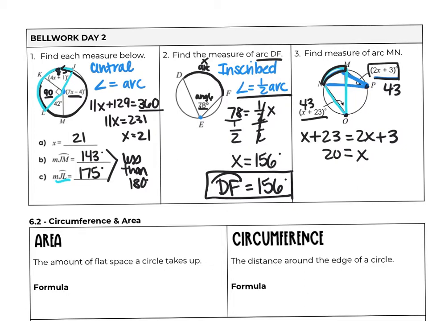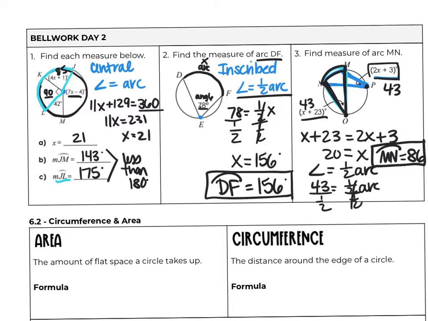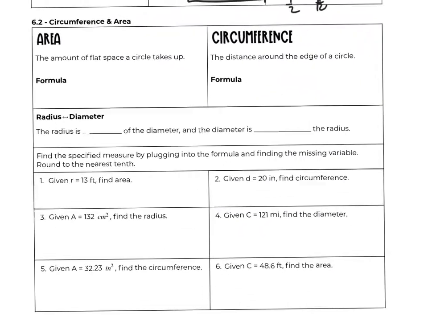These are inscribed angles. So that's angle equals 1/2 arc. So if I plug in 43 for my angle, I want to divide by 1/2. You can also think that the angle doubles to get the arc here. So double 43, that is the same as dividing by 1/2, even though it sounds kind of weird. So that is going to give us arc MN is 86 degrees.